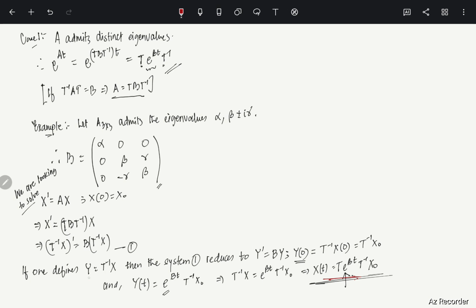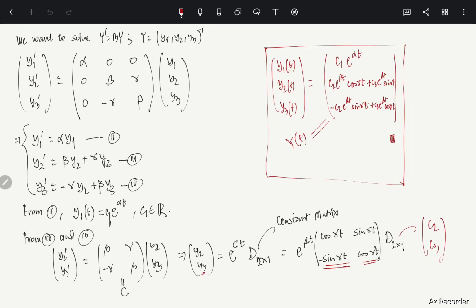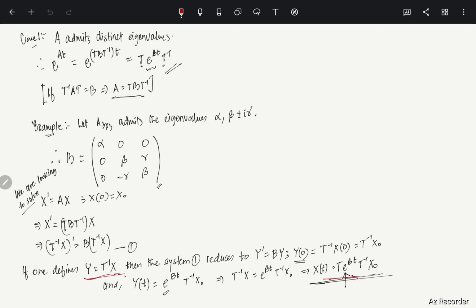What is y of t? y is T inverse x. So y of t we already got. Now if we can calculate what T inverse is, we are done. We will learn how to do this, but let us do the other part, when there is a repeated root. Once we do it, I will do one example where all of this will be put together. I hope it is clear why we are working with the canonical form, because it makes our life easier to deal with.